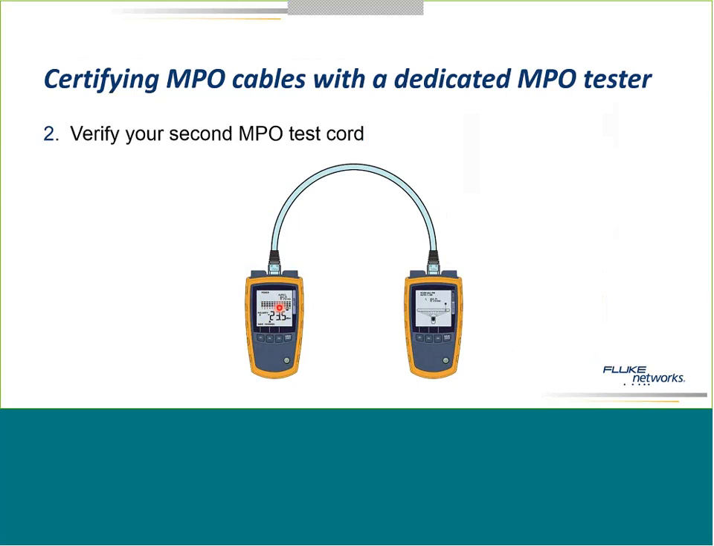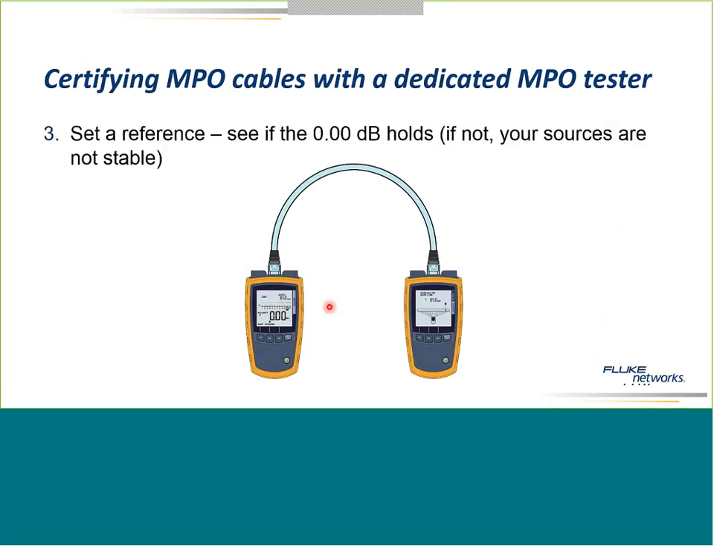So once we see a good consistent power level, the units have warmed up, we're going to set a reference. Now, when we set a reference, we want it to hold showing just a single one of these ovals, because now the ovals are going to represent a loss value relative to the limit that we've put in the tester. And we can put in a specific limit for each one of these cables. Now we're going to try and get that to hold on 0 dB.